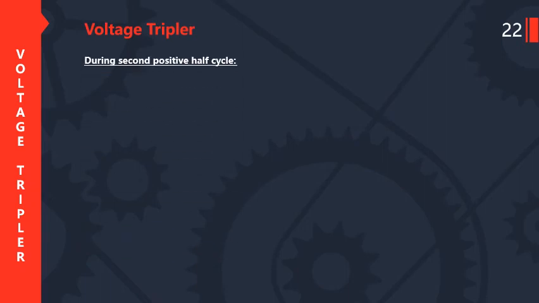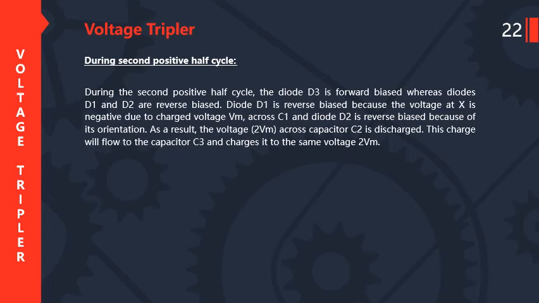During the second positive half cycle, the diode D3 is forward biased, whereas diodes D1 and D2 are reverse biased. The diode D1 is reverse biased because the voltage at X is negative due to the charged voltage Vm across C1, and the diode D2 is reverse biased because of its orientation. As a result, the voltage 2Vm across capacitor C2 is discharged.